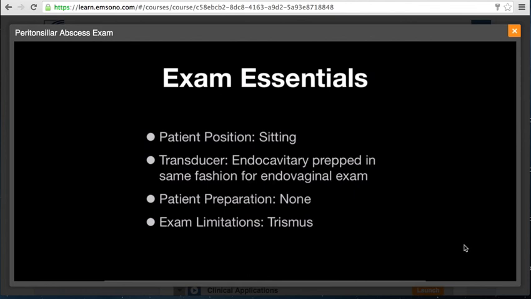You're going to do this with the patient in the seated position. You're going to use the endocavitary transducer. It's going to be prepped in the same fashion that you would for the endovaginal exam. There's no patient preparation. A potential exam limitation would be if the patient has severe trismus.